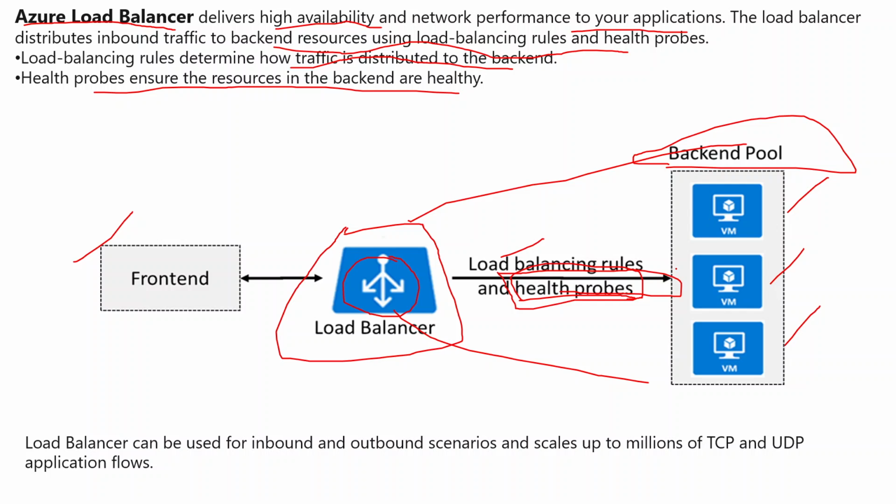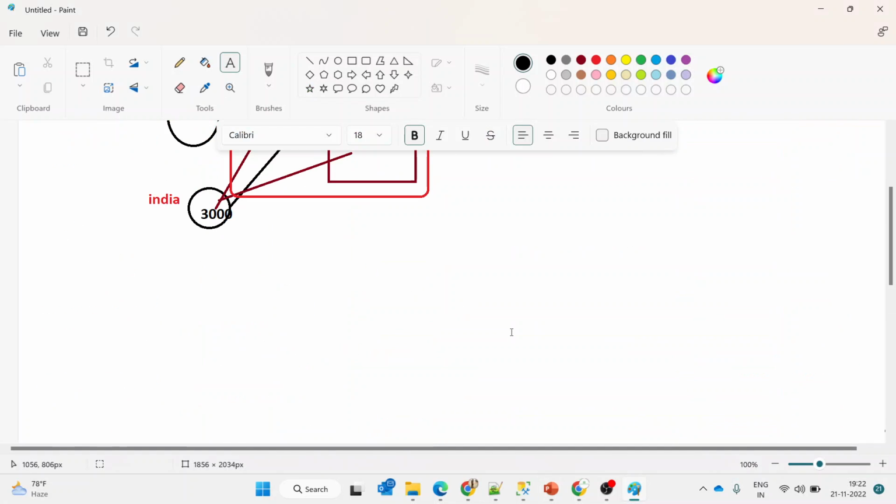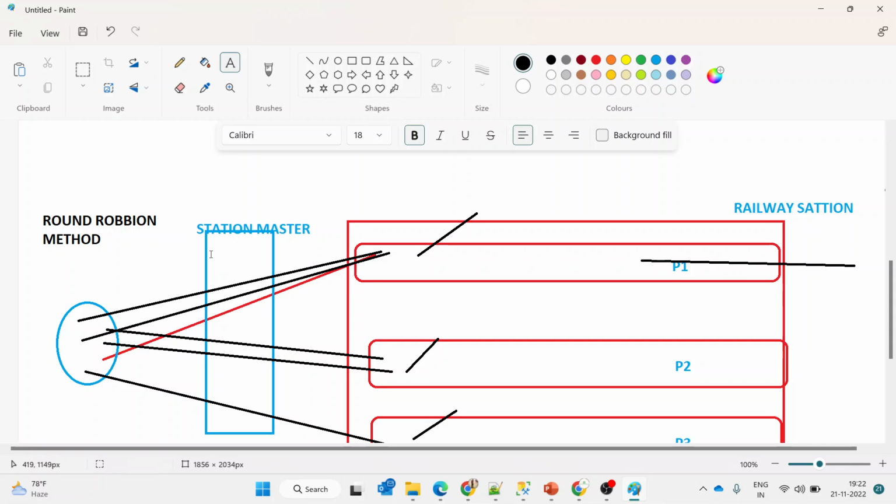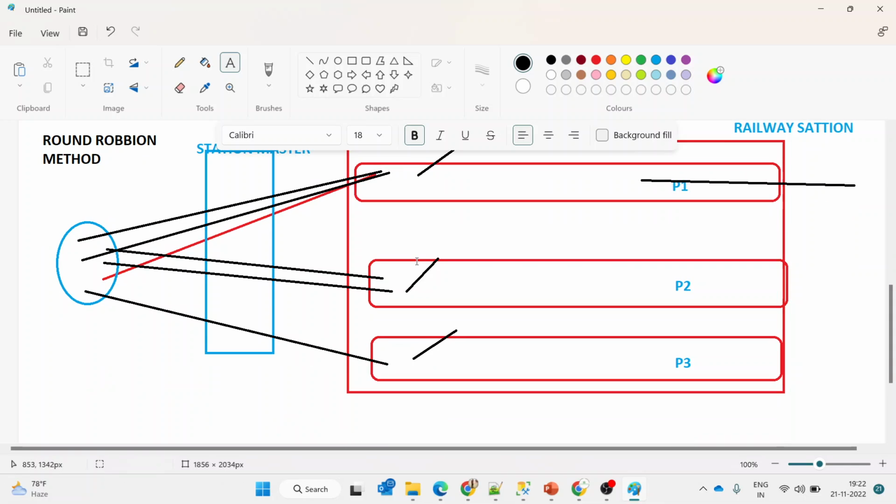I will try to give this example with the railway station. Consider the station master here. The station master will have health probes also. A health probe checks whether the platform is vacant or not. First he will create health probes for P1, P2 and P3. He will check in the P1 health probe whether the platform is vacant or not. If it is vacant, then he will allocate the train to platform number 1. Similarly, the P2 health probe will send a message that P2 is vacant, or that platform 2 is still not vacant because passengers are onboarding the train. Like that, communication happens between the station master and the railway station.